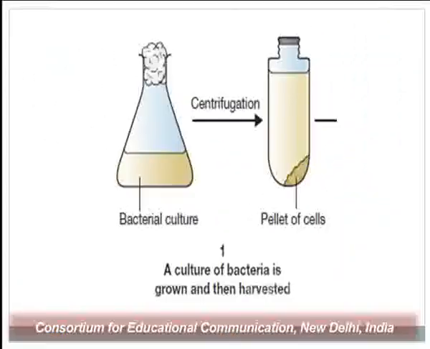And those stages are, the first one is a culture of bacteria. We will look primarily at the bacterial preparation of total cell DNA, and then look at certain modifications which are required for the plant cells or higher organism cells. So, a culture of bacteria is required, which is grown and then harvested. There are 2 terms used here. One is that a culture of bacteria is grown and then it is harvested.